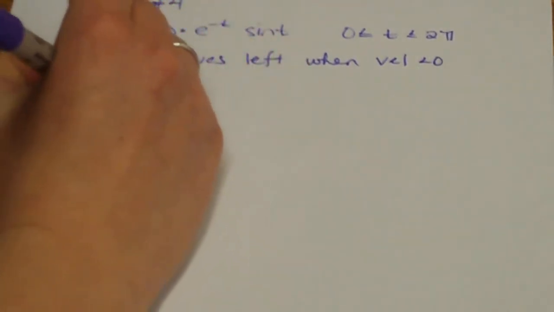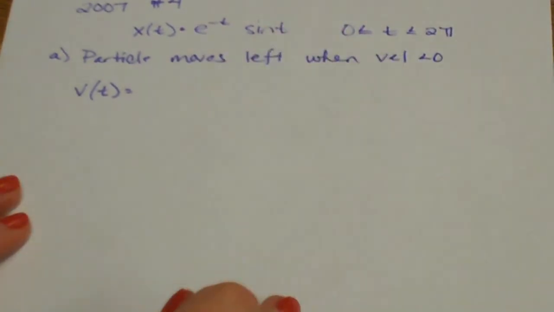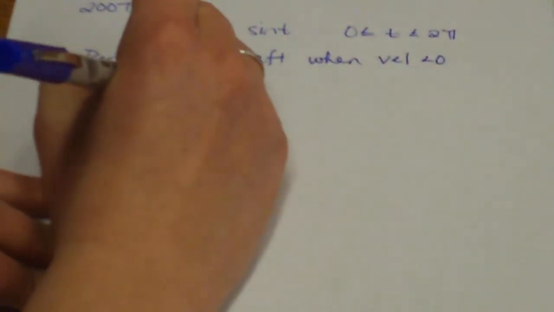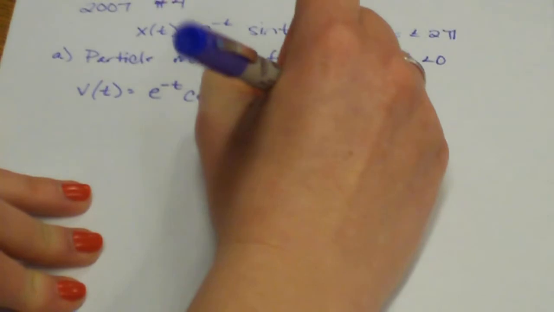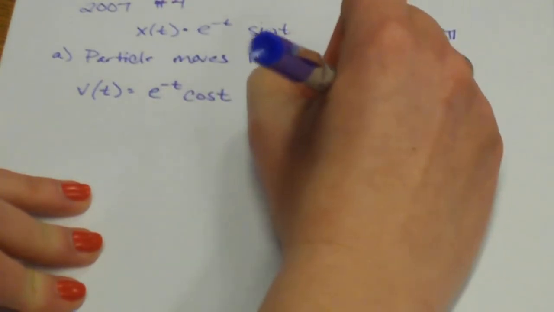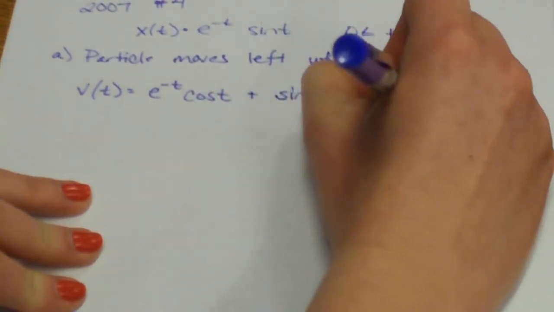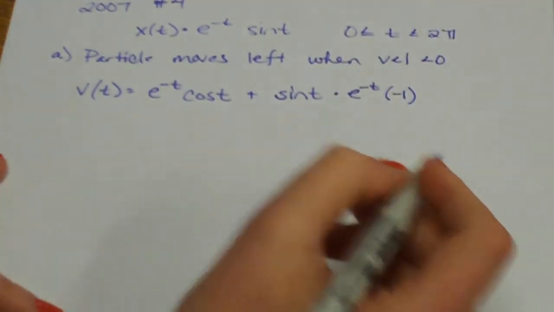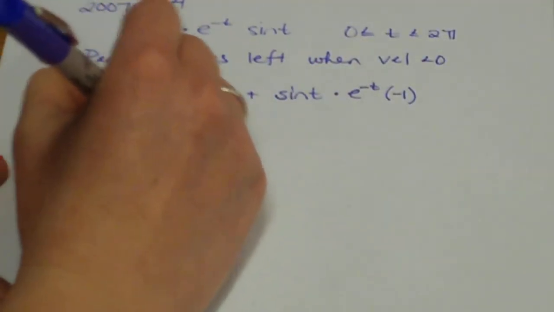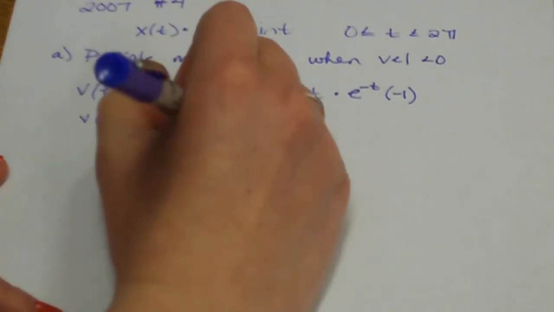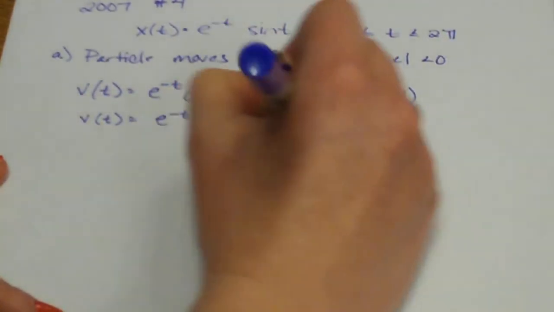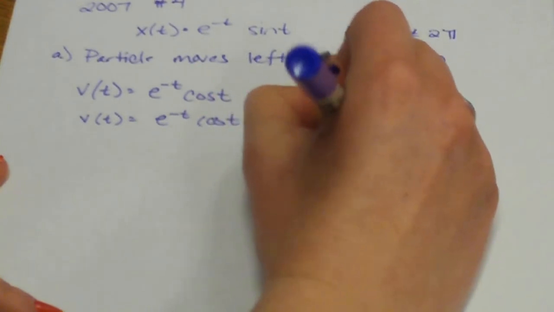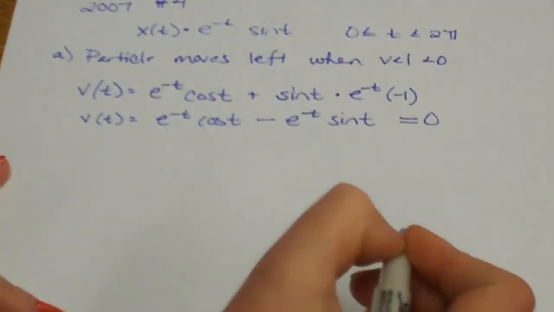So to find velocity, I need the derivative of position. So when I take the derivative, I need to do product rule. e to the negative t times cosine of t plus sine t times e to the negative t times negative 1. So I'm just going to rewrite that a little neater. Velocity is equal to e to the negative t cosine t minus e to the negative t sine t, and I want to know when that is equal to 0.